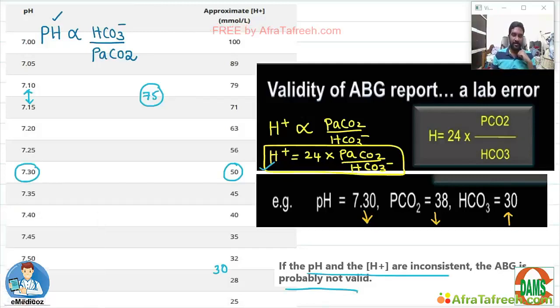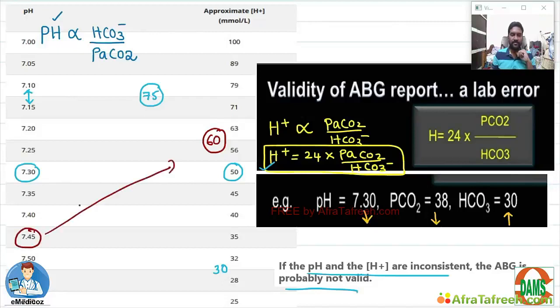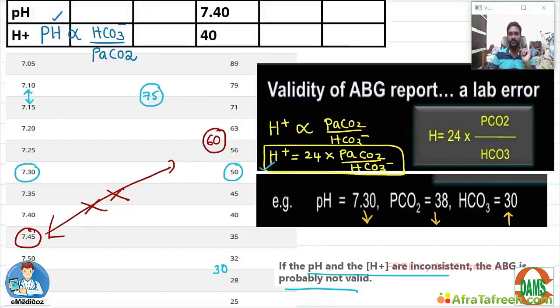So for example, suppose I have calculated the H plus and I got it somewhere around 60. So pH should be 7.20 to 7.25. But in the question they have given pH as 7.45. So this is inconsistent, so mostly it is a lab error. But it is very difficult and tedious to remember this complete table. So for that I have an easy method which will be helpful to apply in your exam if at all they ask you this question.